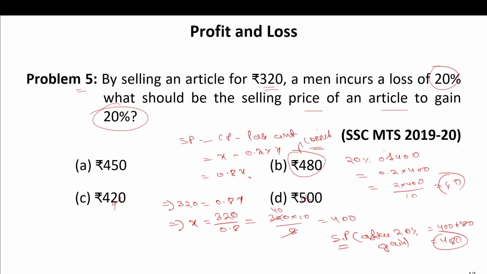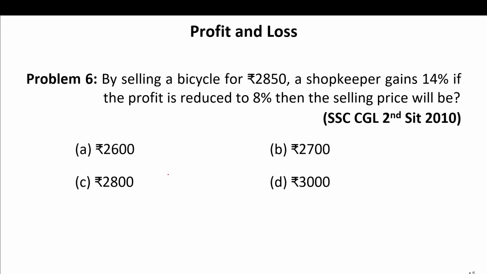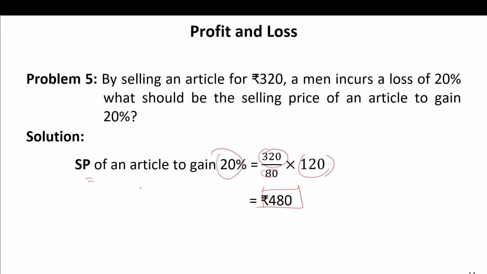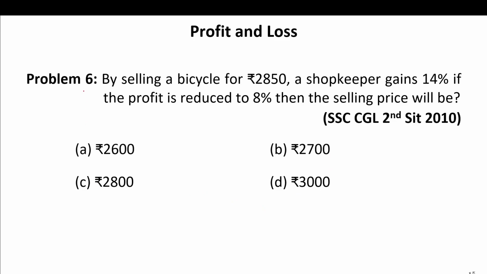500, 420 and 450 are all wrong answers. So this question appeared in the SSC MTS 2019-20 paper. Okay. So the selling price of the article to gain 20% is equal to 400 by 100 into 120. So it is equal to what? 480. So let's see problem number 6.